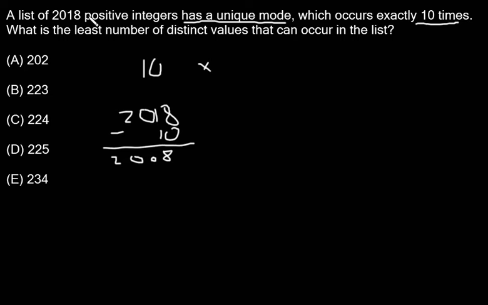And it's asking us for the least number of distinct values, alright? So you know the second most times a number can appear is 9 times, right? Because 9 is less than 10. Alright, so let's divide 2008 by 9, because we know that division is just repeated subtraction, alright?